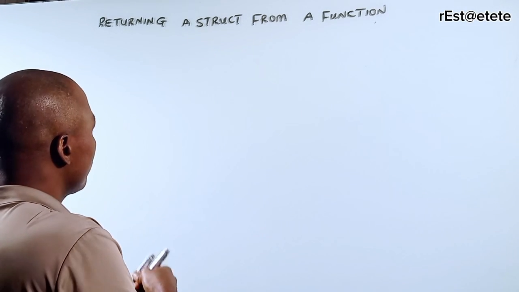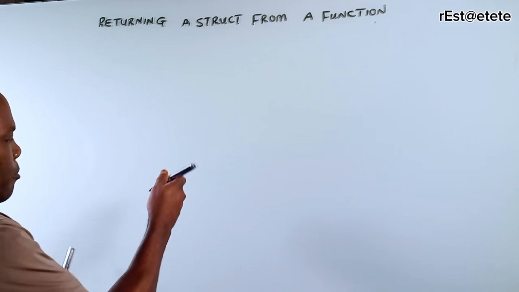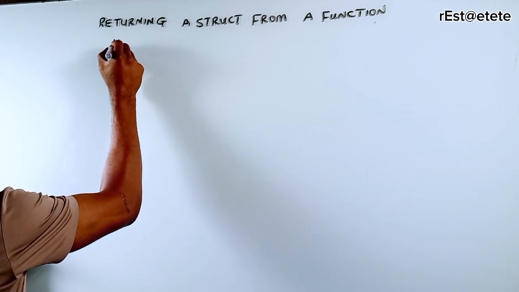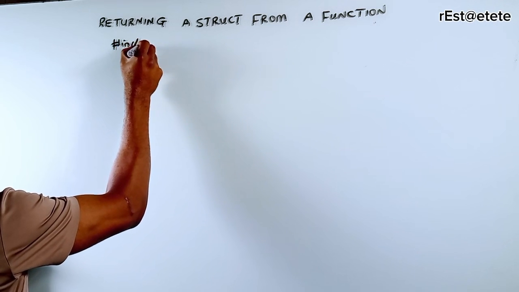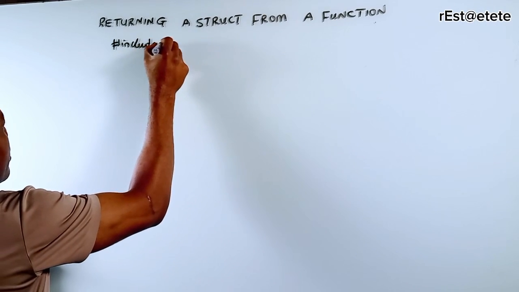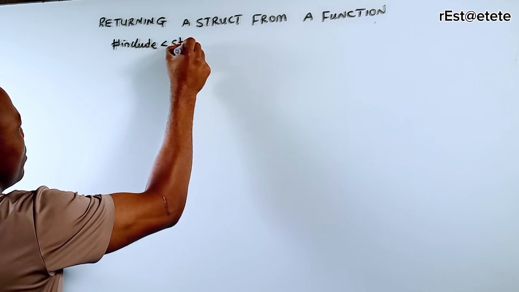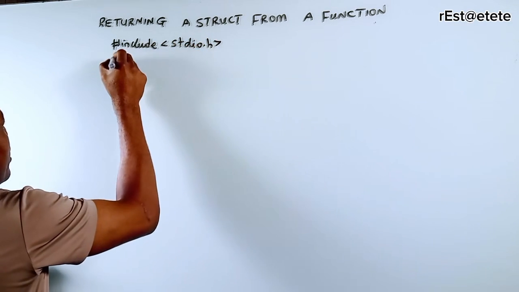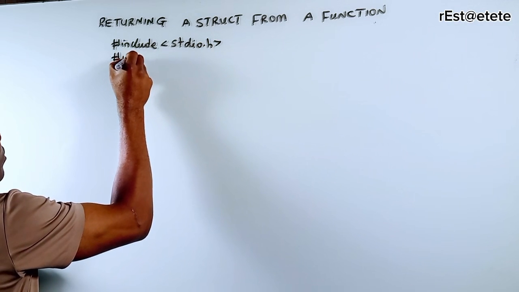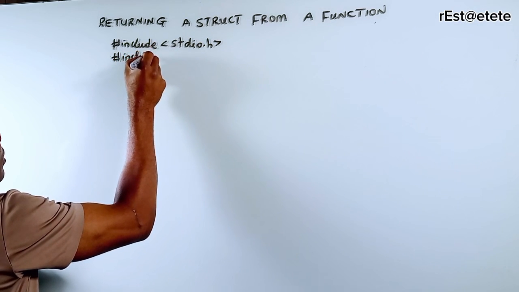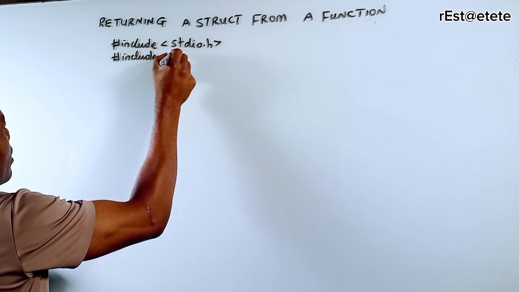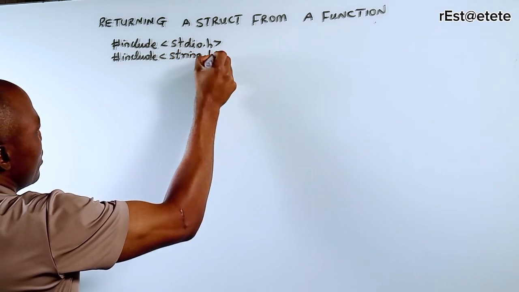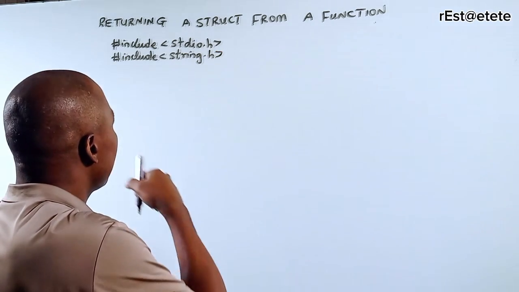So the first thing we are going to do is we'll say include, right? Always bringing our toolboxes, stdio.h, and then we'll need another one, include string.h for our string copy.